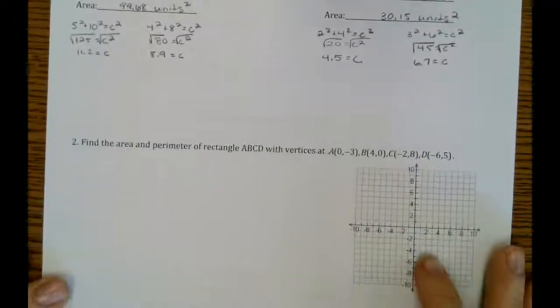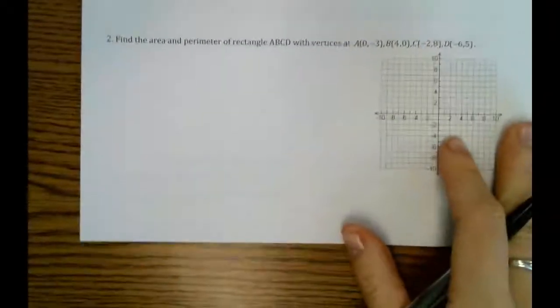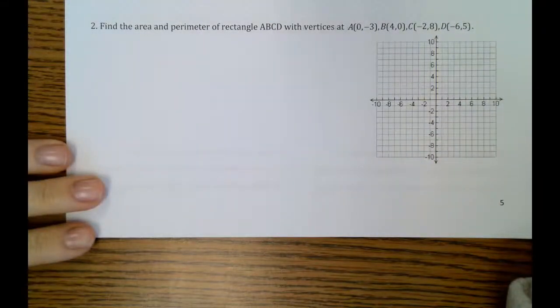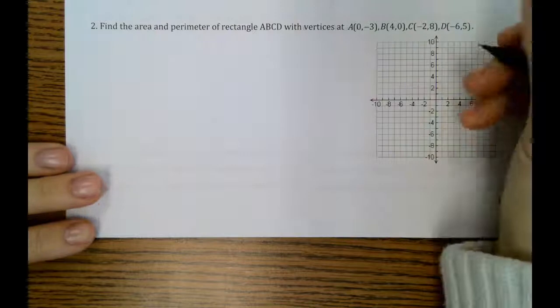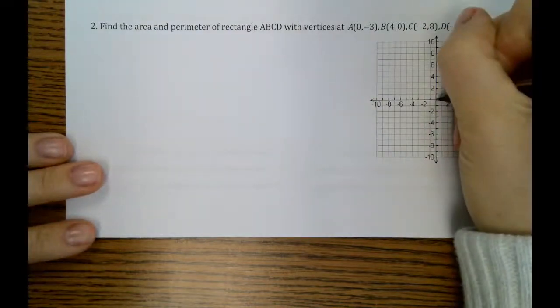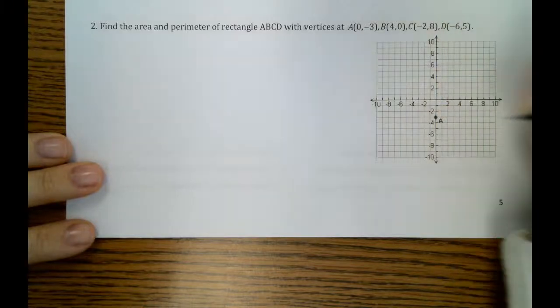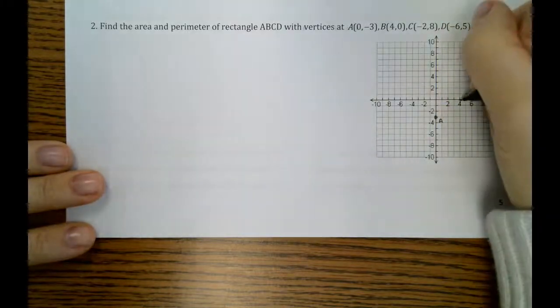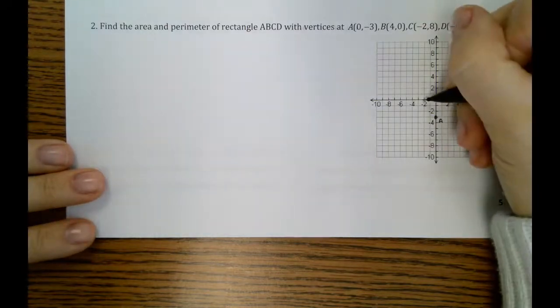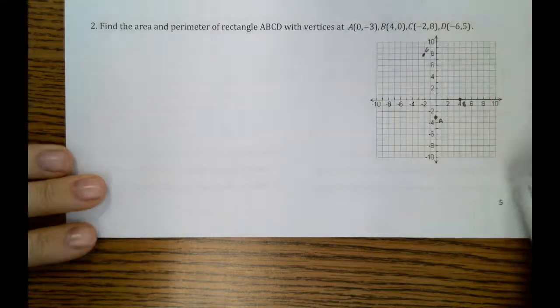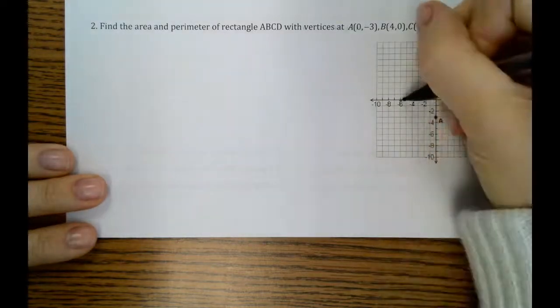Okay, number 2 here at the bottom. It says find the area and perimeter of rectangle ABCD, and it gives us the vertices. So we're going to go ahead and plot those. So there's A, B is at 4, 0, C is at negative 2, 8. And D is at negative 6, 5.